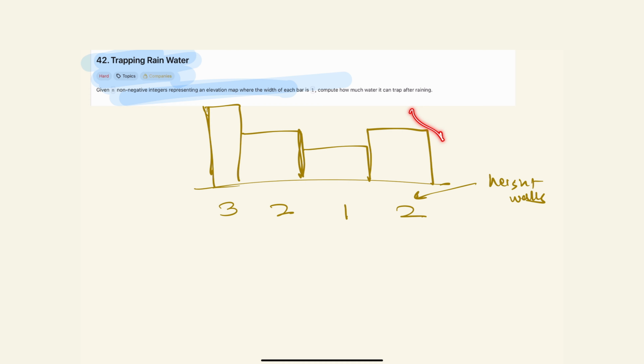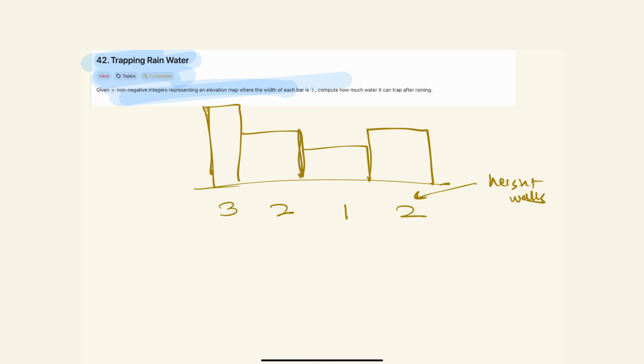So if I drop the water, it will be slipping here. If I drop the water from the top, this is the position where I am holding the water. Can I hold the water here? No, it will flow down, right? So this is the amount of the water I can hold if the rainwater comes on top of these walls.